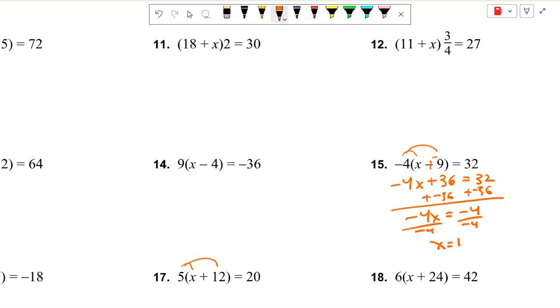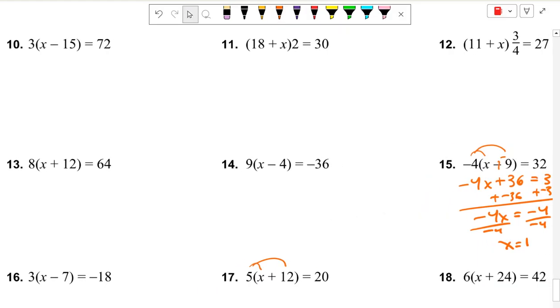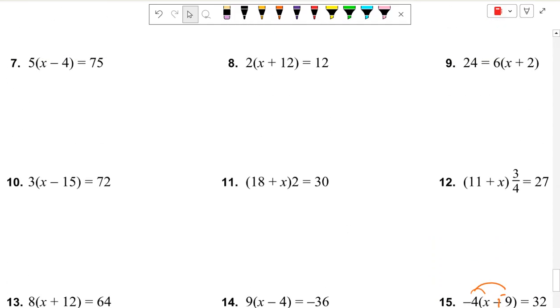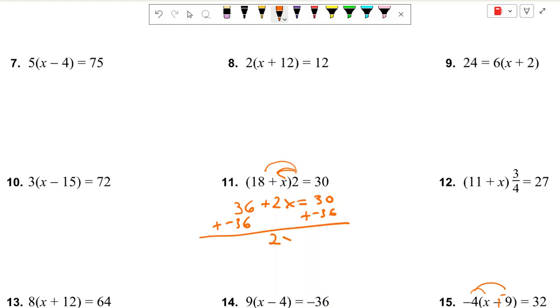We'll shop for another one that looks like it might be difficult. 13 looks pretty easy. 11 has that situation here where the 2 is on the back. So we're going to go 2 times this and 2 times this. Oops, right there. And that's going to be 36 plus 2x is equal to 30. We'll add negative 36 to both sides. We'll get 2x is equal to negative 6. We'll divide by 2 on both sides, and x is negative 3. Remember, you can always check these to make sure you're right. Just put it back in.